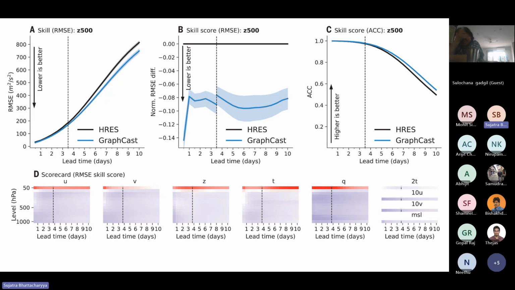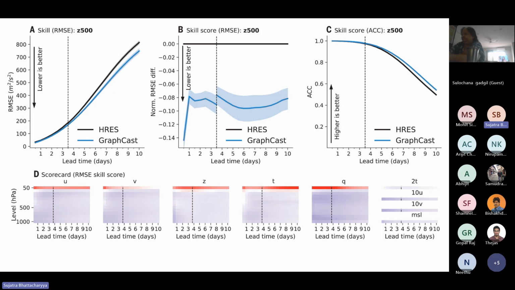And these are various variables. The lighter the color, the better it is. The darker the color means it is worse. And in almost all of them, this red means it's normalized to one with respect to ECMWF. So that's why it is red. The lighter color means the errors are smaller. And these are various variables: 2 meter temperature, 10 meter winds, and mean sea level pressure. Those are single level variables.